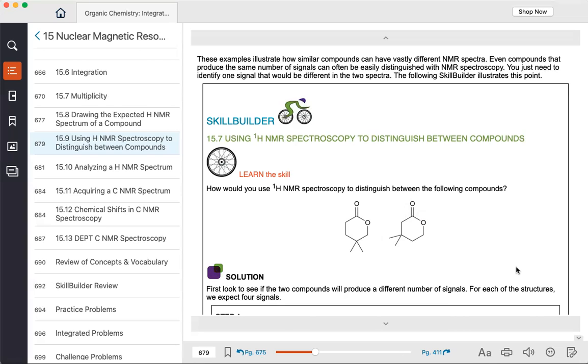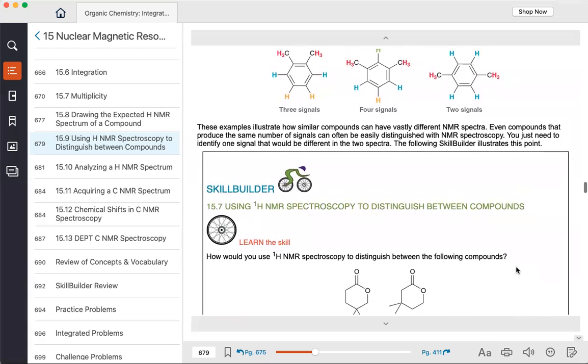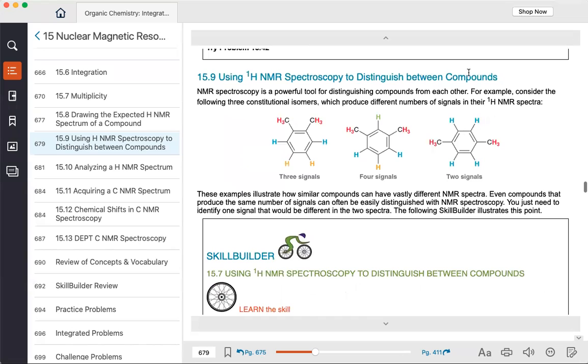And in fact, as organic chemists, we use NMR in both of these ways very regularly because NMR is a very powerful tool for distinguishing between closely related compounds. And this has been section 15.9.